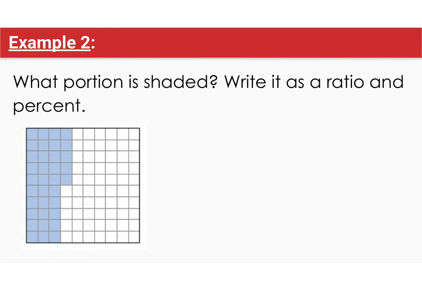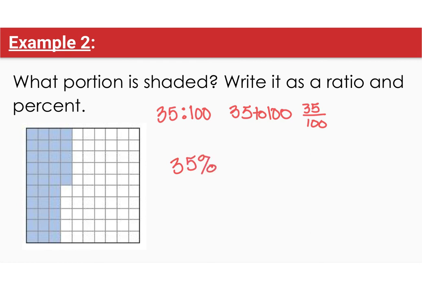So let's look at this. This is a 10 by 10 square. So there's 100 total. So we're going to write a ratio as a part to a whole and then as a percent. So there are 35 shaded blocks to 100 total blocks. We could also write that with the word "to" or as a fraction. Now, how do we write that as a percent? That would be 35% of the blocks are shaded.